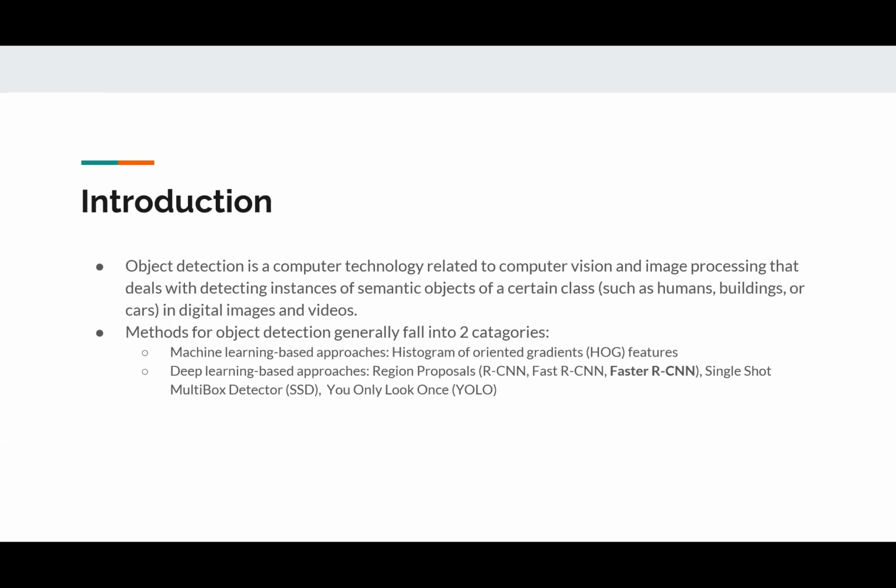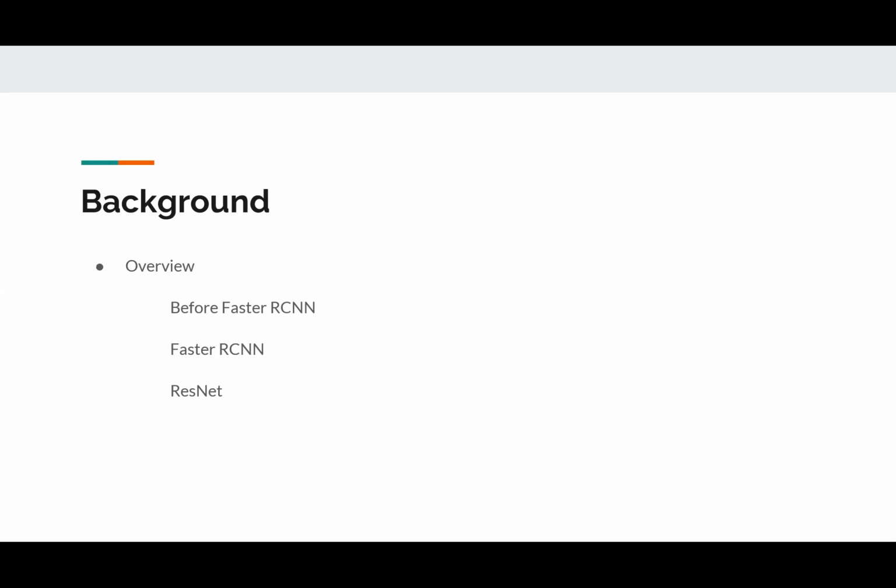And the methods for object detection can generally be divided into two categories. The first one is machine learning-based approaches. It's very traditional and useful. And the second one is deep learning-based approaches. It includes a lot of famous and widely used methods like RCNN, SSD, as well as YOLO. So today, we are using Faster RCNN.